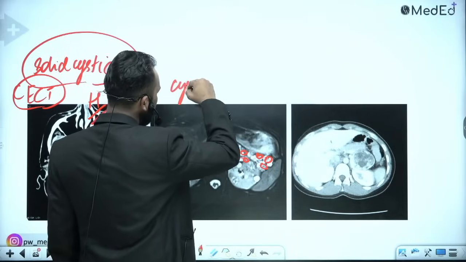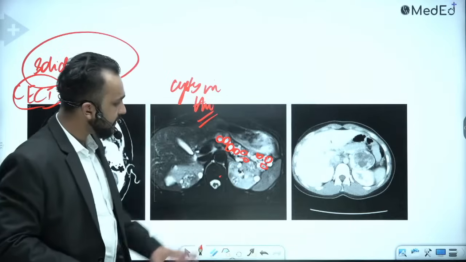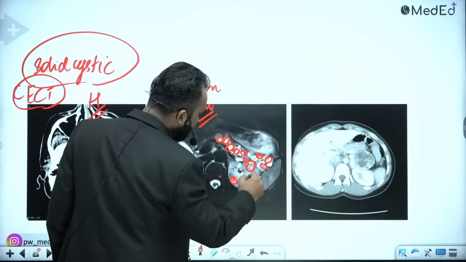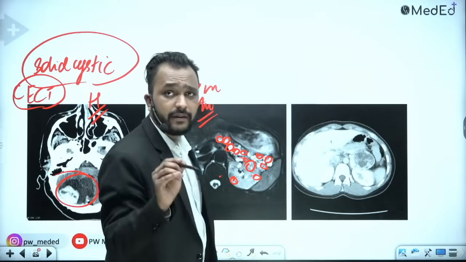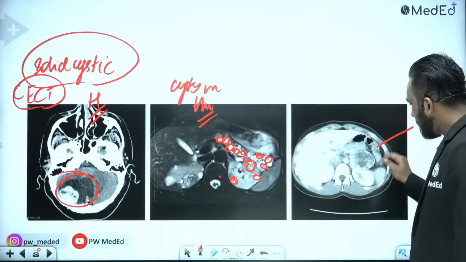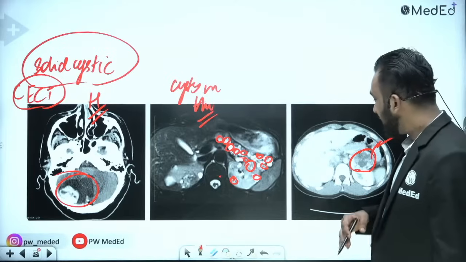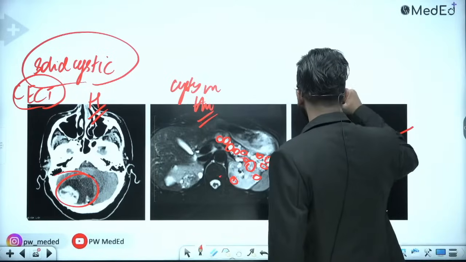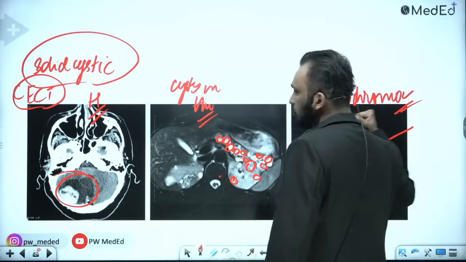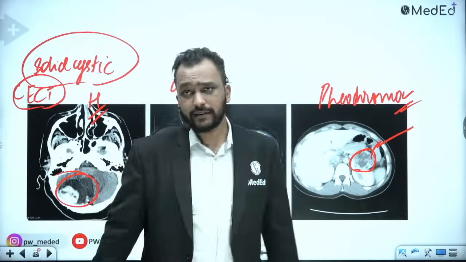In the second image, we can see that there are multiple cysts within the pancreas. And we can also see a few lesions in the kidneys also. Solid cystic lesions can be seen in the kidneys also. Very good, Dr. Meghavi Patel. Okay. And in the third image we can see that there is some lesion located just superior and anterior to the kidneys. This is a pheochromocytoma.